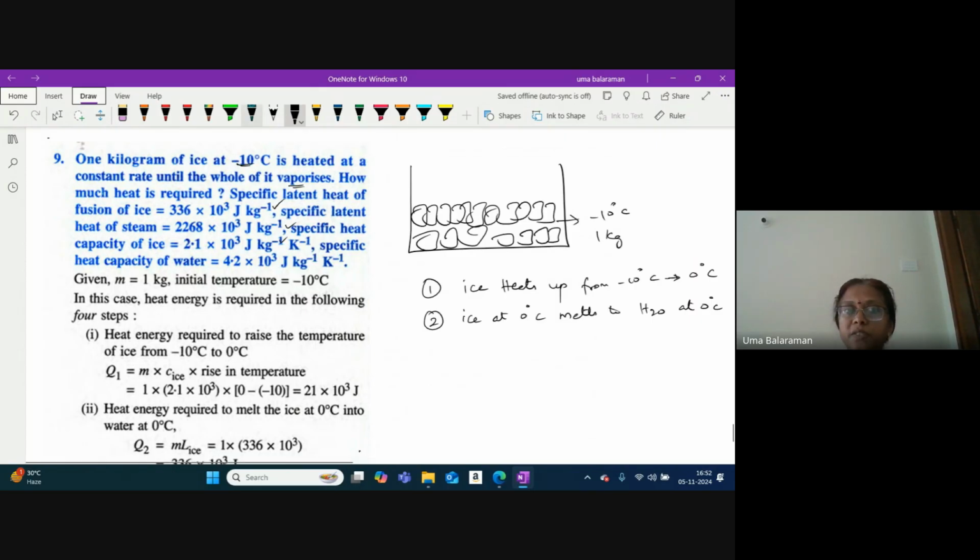For the first one, what is the formula? MC delta T. For this, what is the formula? ML. For the third one, the water at 0 degrees Celsius heats up from 0 degrees to 100 degrees Celsius.